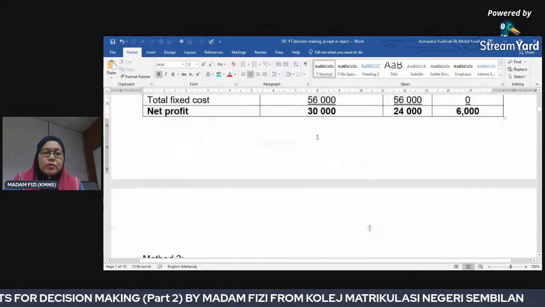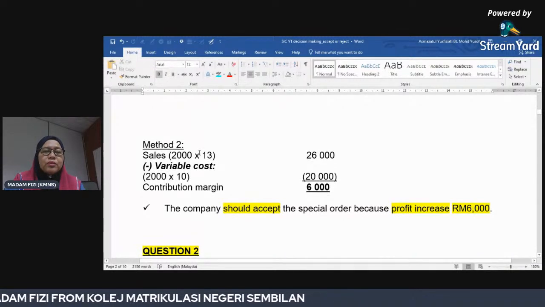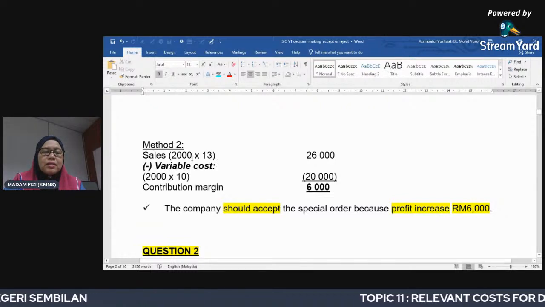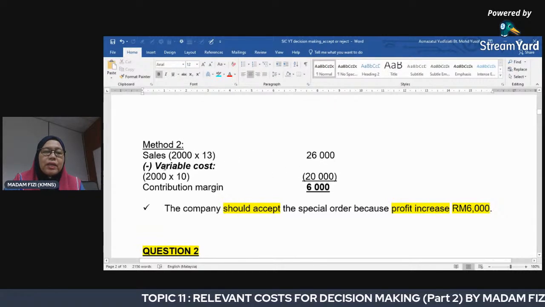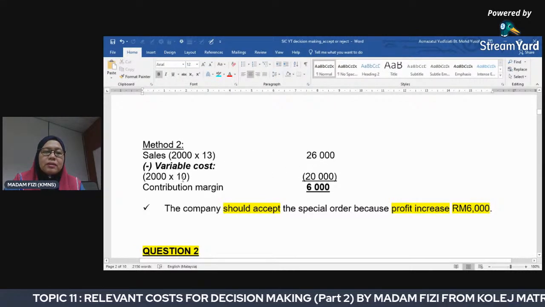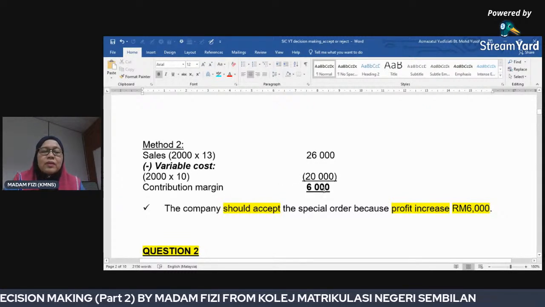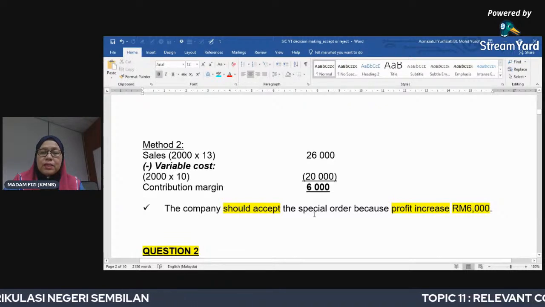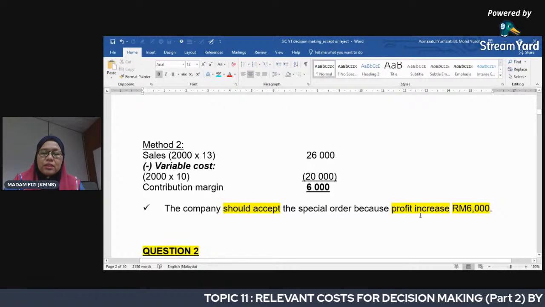For those who did method 2, maksudnya awak ambil yang relevant cost sahaja. So for sales, the relevant cost is 2,000 times 13, so 26,000, minus the variable cost 2,000 times 10, 20,000. So the contribution margin is 6,000. Fixed cost tak payah buat untuk method 2. So the decision is the company should accept the special order because profit will increase 6,000.